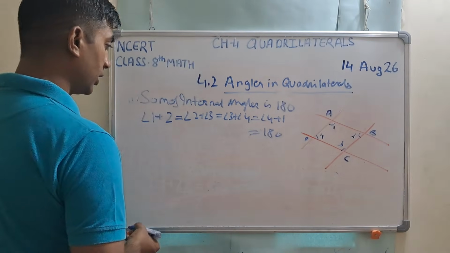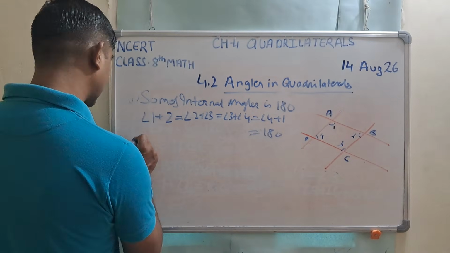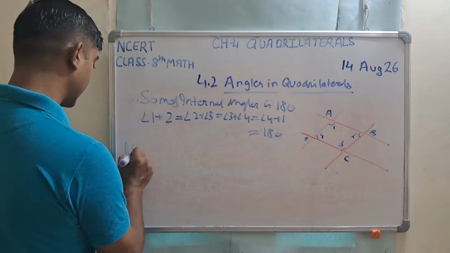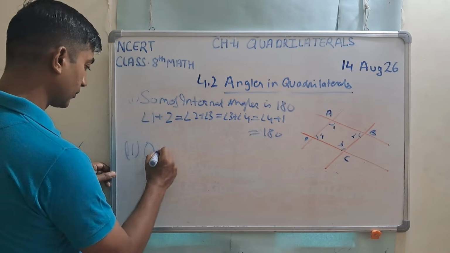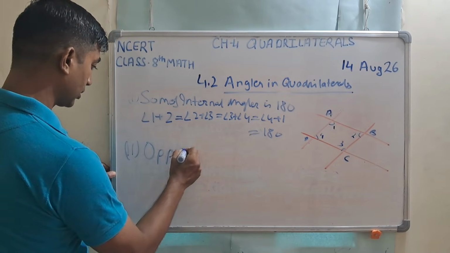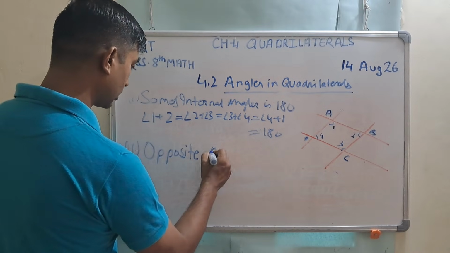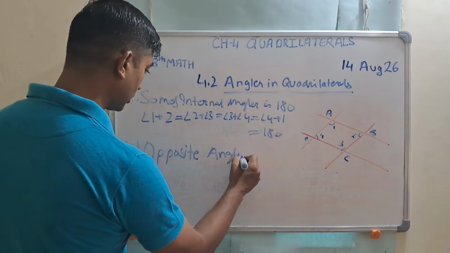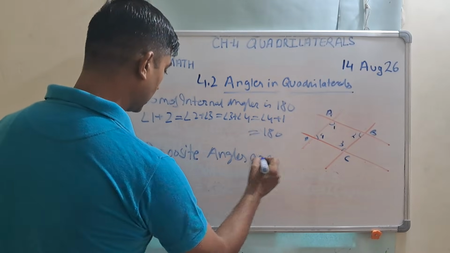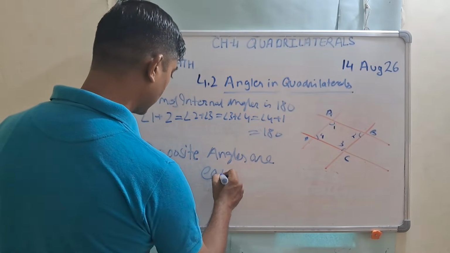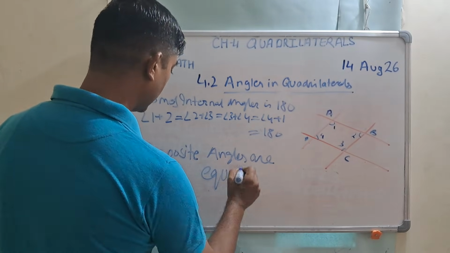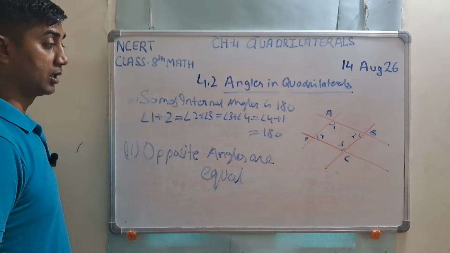Also, what is the relation? That opposite angles are equal. Second point. This is the second point. Opposite angles are equal. Opposite angles are equal.